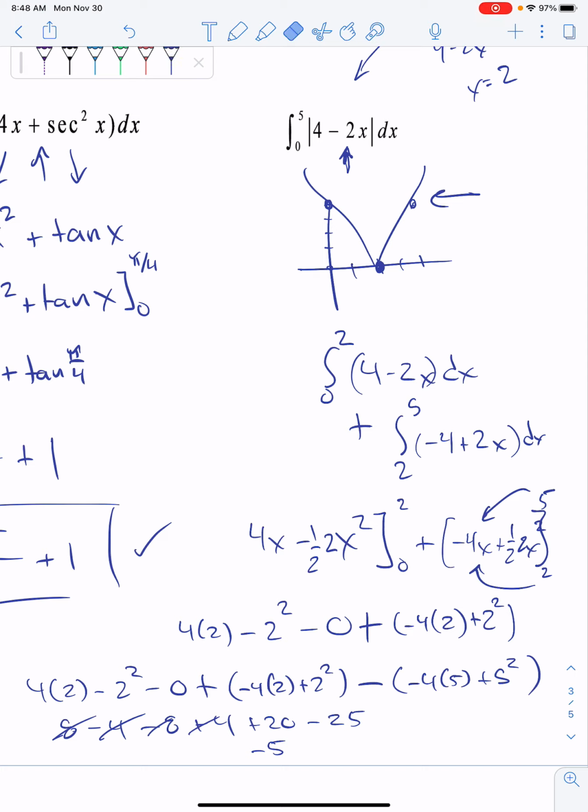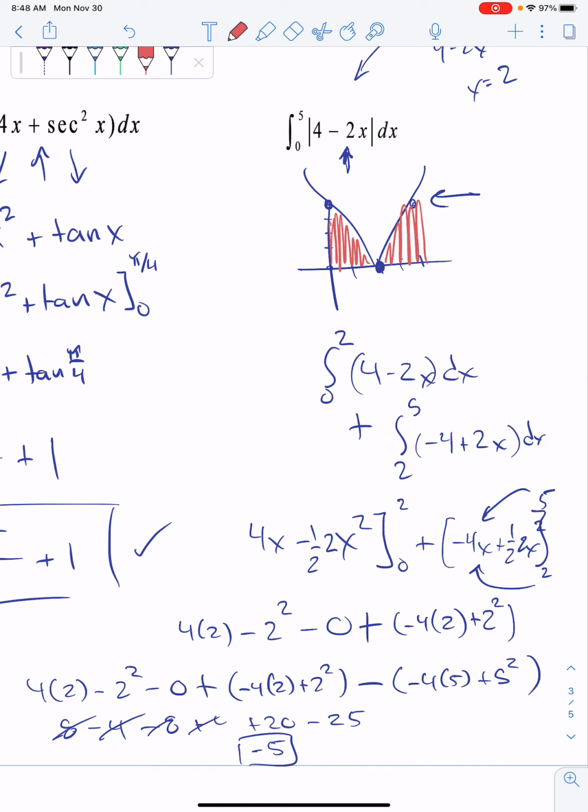Maybe. Let's check our work. So this, and of course I erased. Don't do that. Okay, so we think that our answer is negative 5. If this was me doing this problem, this is a great example of the fundamental theorem of calculus, but when I look at this shape, I've learned that I can find the area from here to here and the area from here to here, and I can add those together and get the same answer.